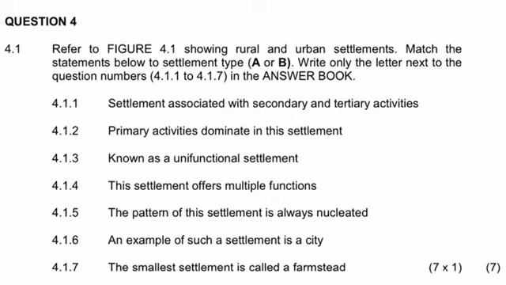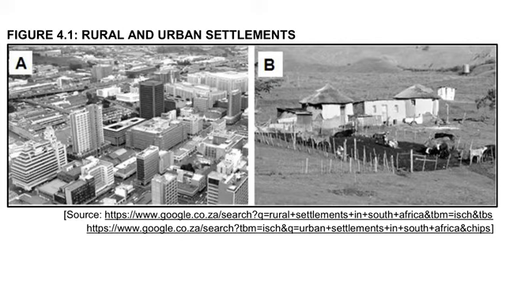Okay, so obviously, guys, because you know and understand primary activities, you will realize that primary activities are mostly dominating in rural settlements. So you just go back to our figure and you look for a rural settlement.